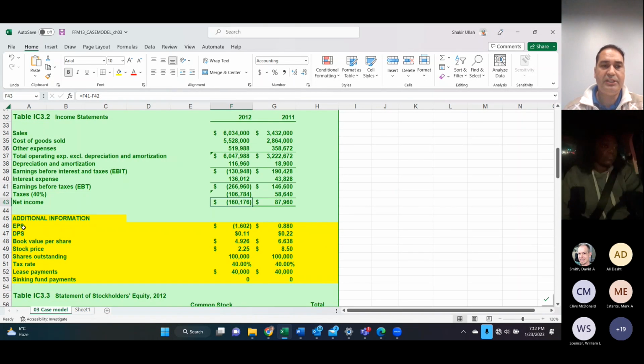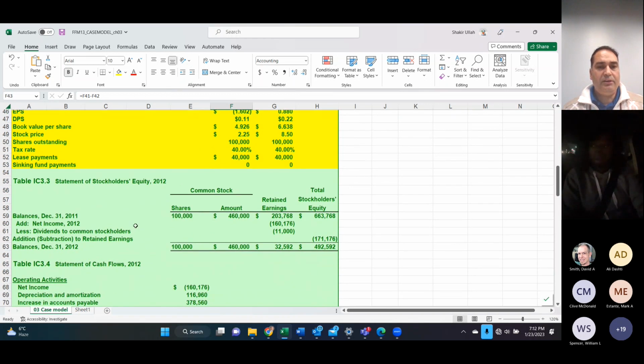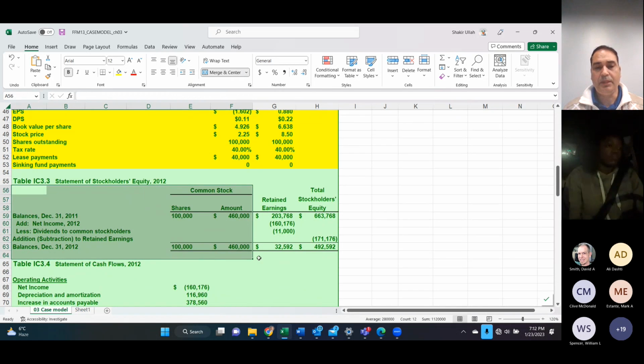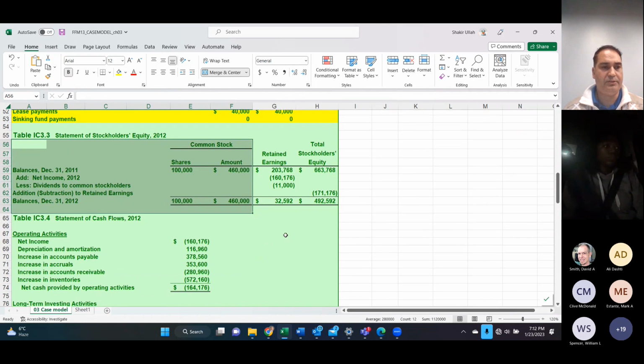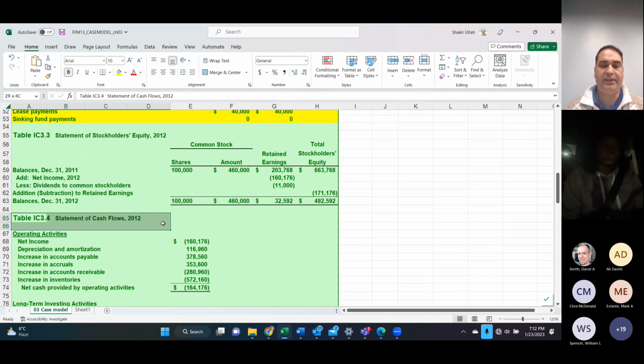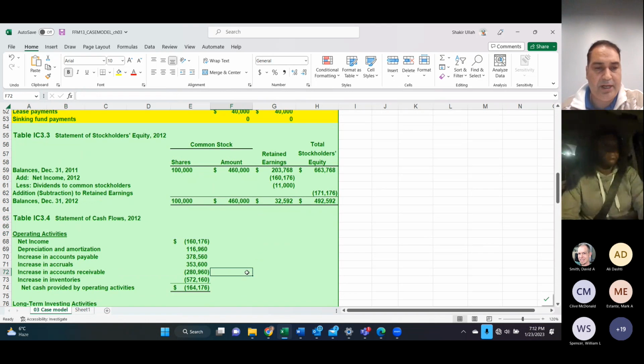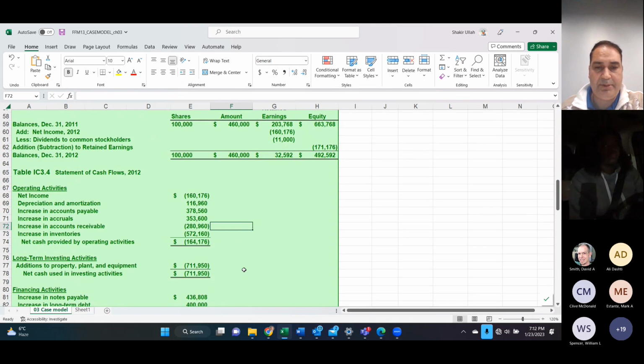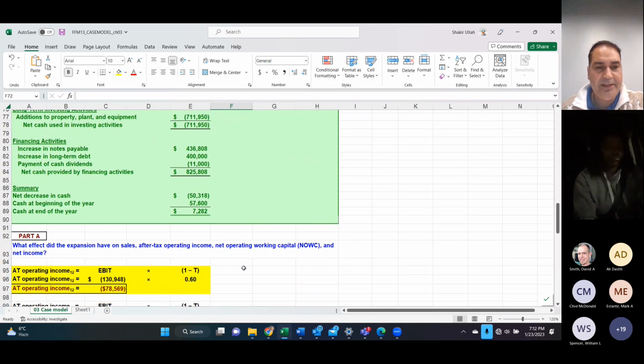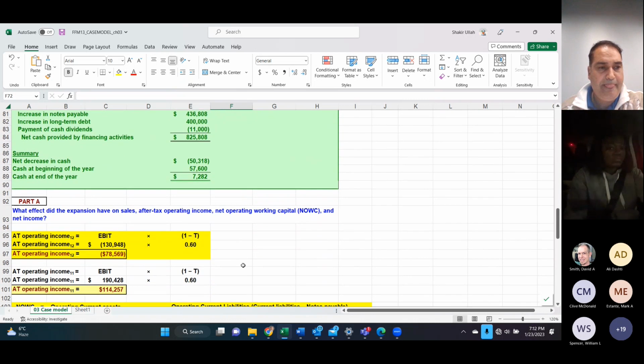Thank you. Here's some additional information that we'll be using in this assignment. Here I also have the statement of stockholders' equity, but we probably don't need to go into the details. And we have a statement of cash flows, but that is also not required for the purpose of the assignment. So let's save some time and jump into the assignment.